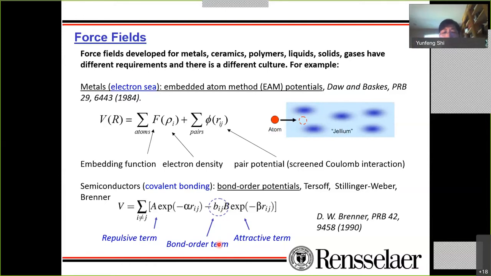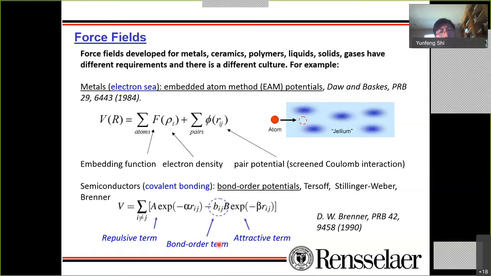So basically there are different flavors of potentials. The bond order potential also takes care of local neighbors, right? And you can use it to model rather sophisticated systems, primarily semiconductors and these carbon hydrocarbon systems.